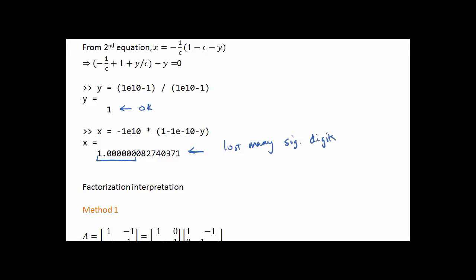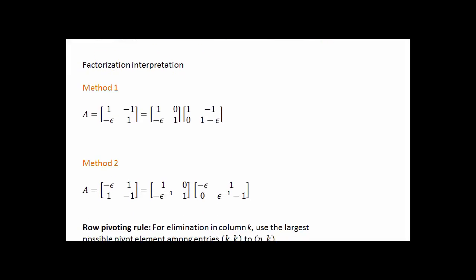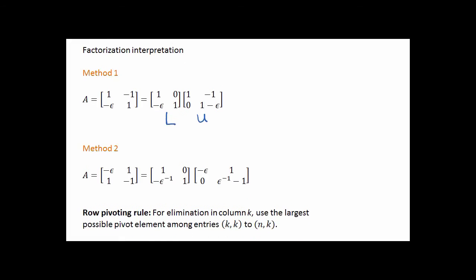So if we look at this example in terms of factorization, we get another interpretation of what happened. In method 1, we can think of writing the first equation first, the second equation second, and then we just do Gaussian elimination, keeping track of the factors, and we get the following L times U for A. On the other hand, if we put the second equation first and the first equation second, we get two different factors, L and U.